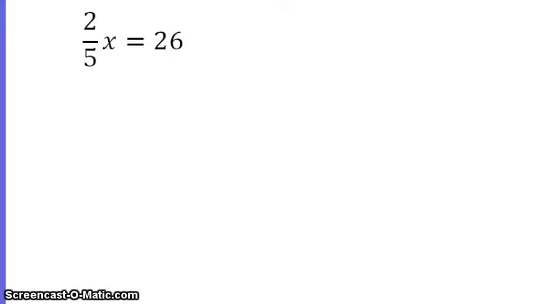Okay, I'm going to show you how to solve an equation when the coefficient, this number that's being multiplied by x, is a fraction. The first thing I'm going to do is multiply both sides by the reciprocal of 2/5.